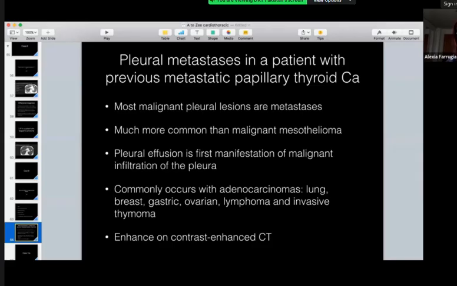This commonly occurs with adenocarcinomas: lung, breast, gastric, ovarian, lymphoma, and invasive thymoma. And these pleural deposits typically enhance on contrast-enhanced CT.